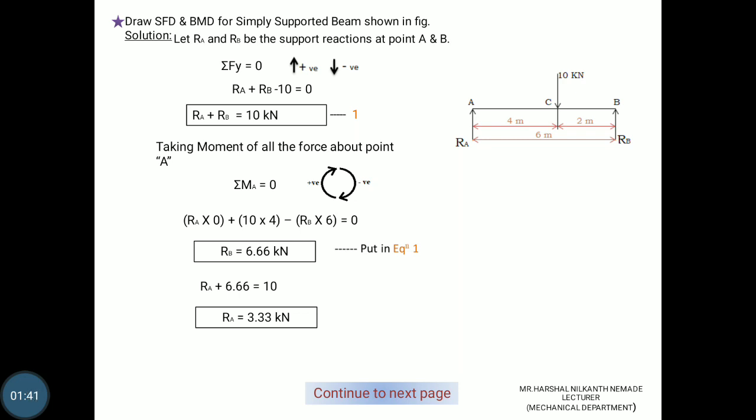I will solve. I will get Rb is equal to 6.66 kilonewton. Put this in equation 1. I will get the Ra value as 3.33 kilonewton. So I have got the Ra and Rb values: Ra is equal to 3.33 kilonewton and Rb is equal to 6.66 kilonewton. So we will start with our SFD and BMD.